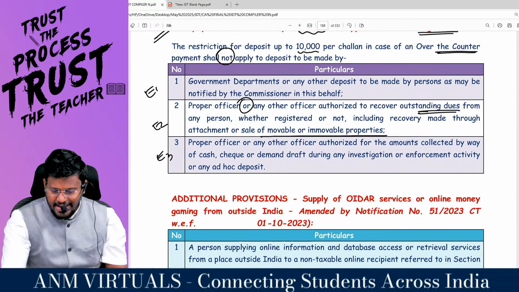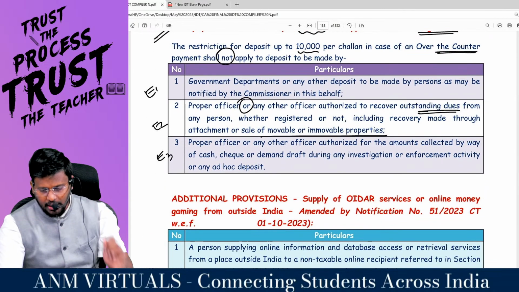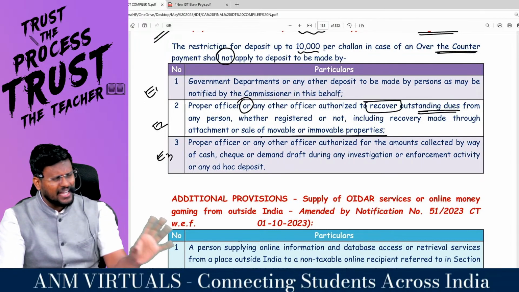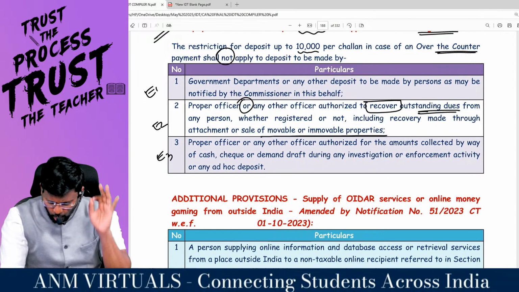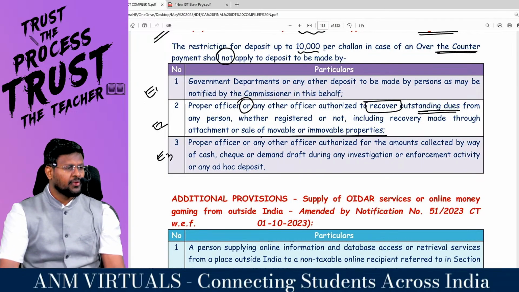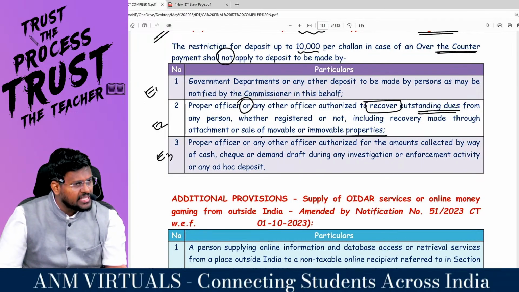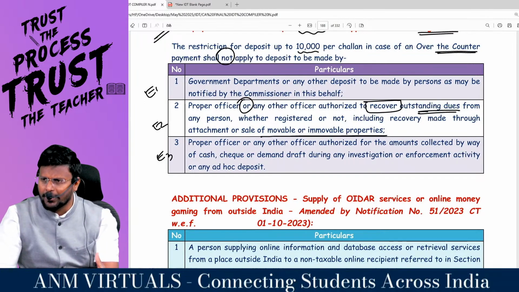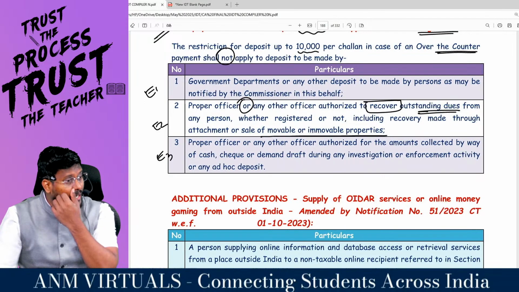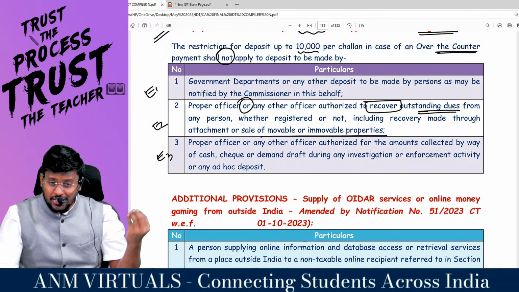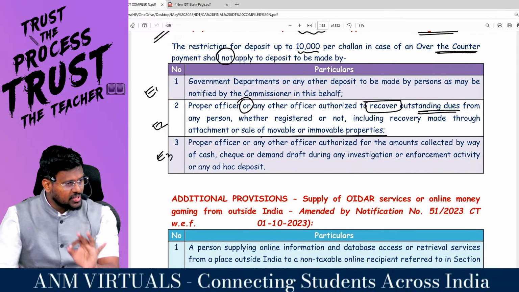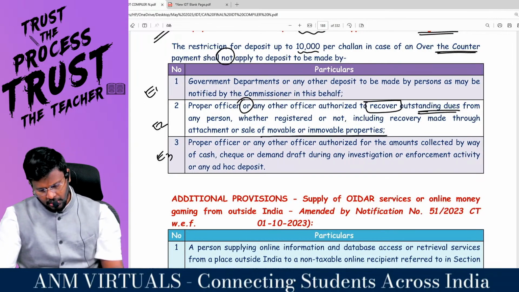Proper officer or any other officer authorized to recover outstanding dues from any person, whether that person may be registered or unregistered, including recovery made through attachment or sale of movable or immovable property. Once the proper officer has recovered the amount he is supposed to recover, the PO can deposit that amount in the electronic cash ledger of that particular person, whether registered or not, without seeing the limit of 10,000.